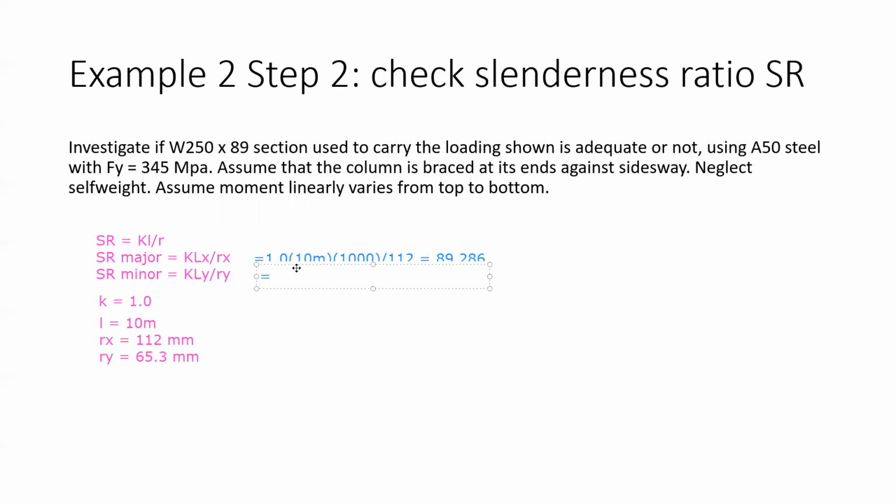And then next, let's try the minor axis. The K is also 1.0, same length, converted to millimeters, divided by ry, 65.3. So what is this? It is 153.139. Okay, so this is your slenderness ratio.